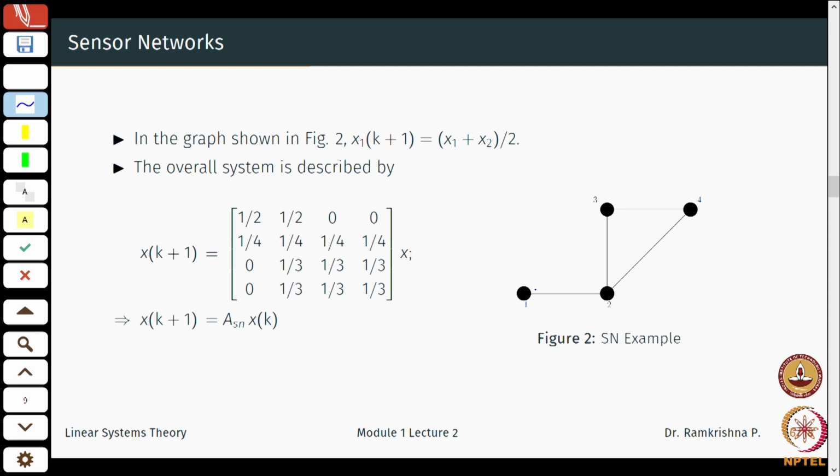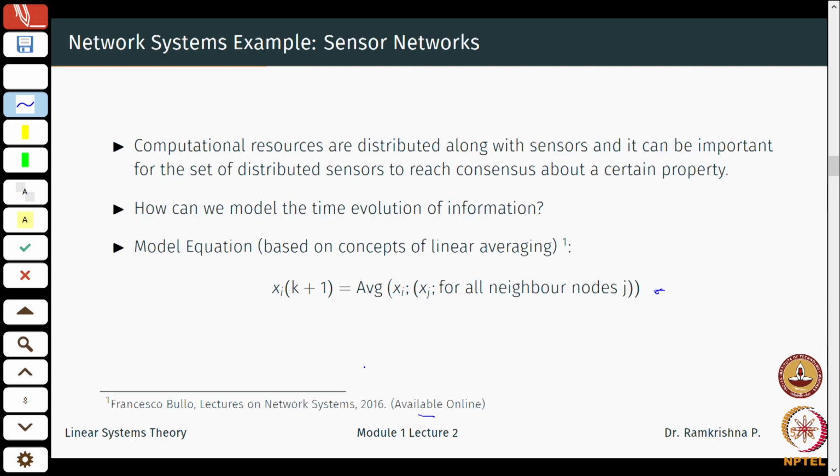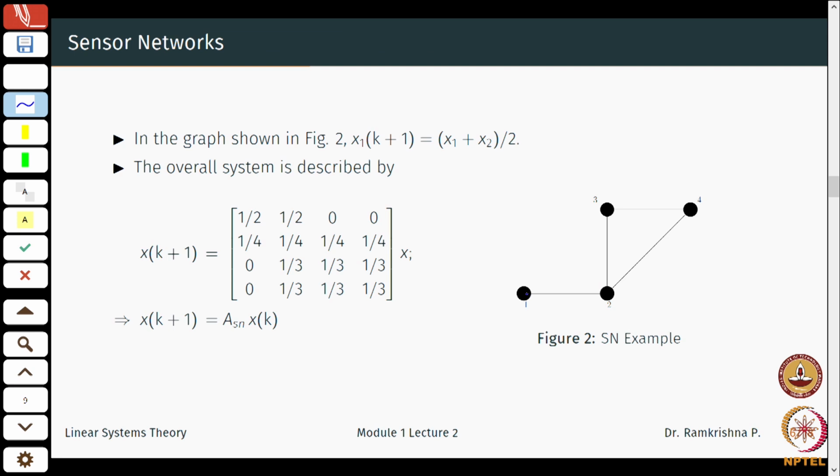Okay, so if I were to look at the evolution of the measurements here, what does this algorithm mean? That xi, which is some state that I am measuring, is the average over xi, which is the individual measurement, and xj for all the neighboring nodes. Okay, let's see what this means in this example. Say take this x1 for example.